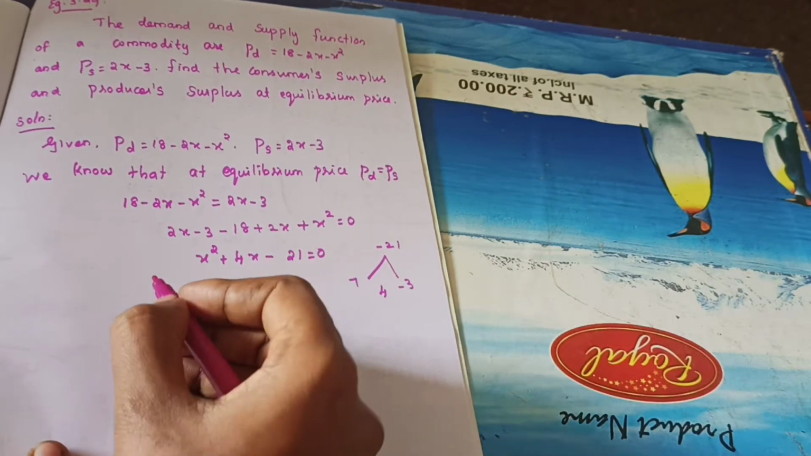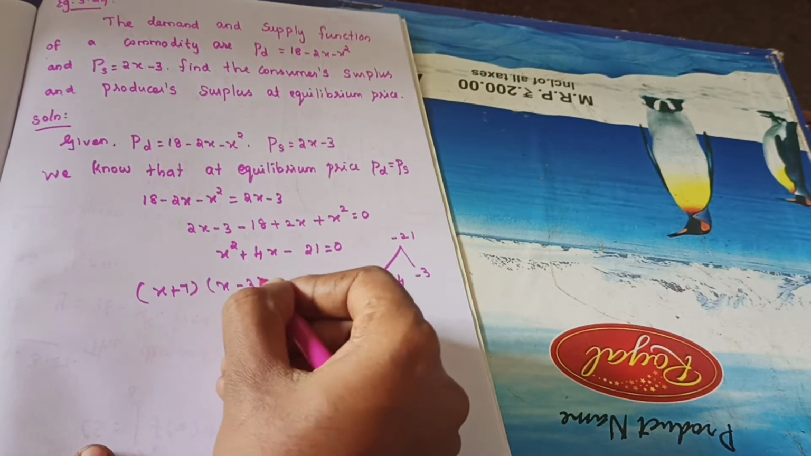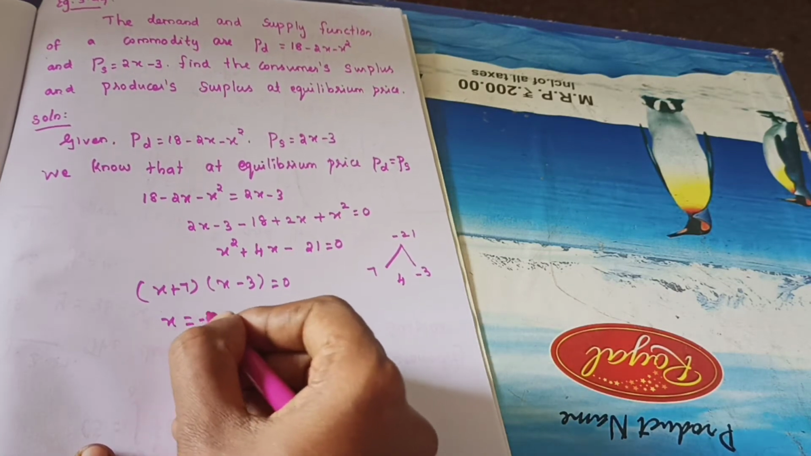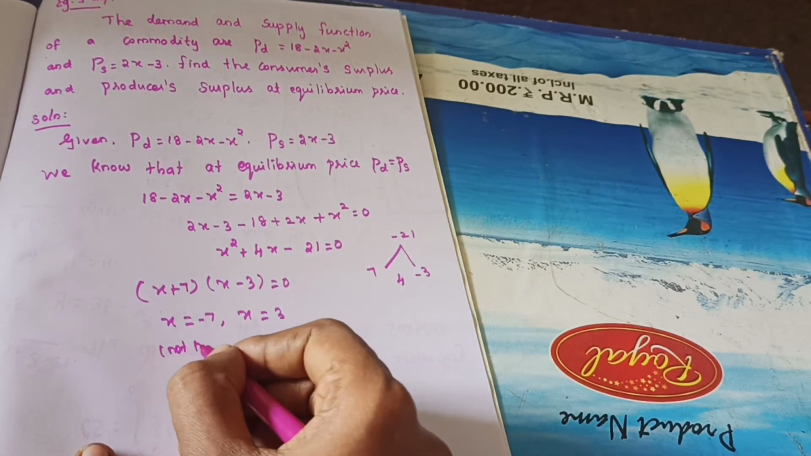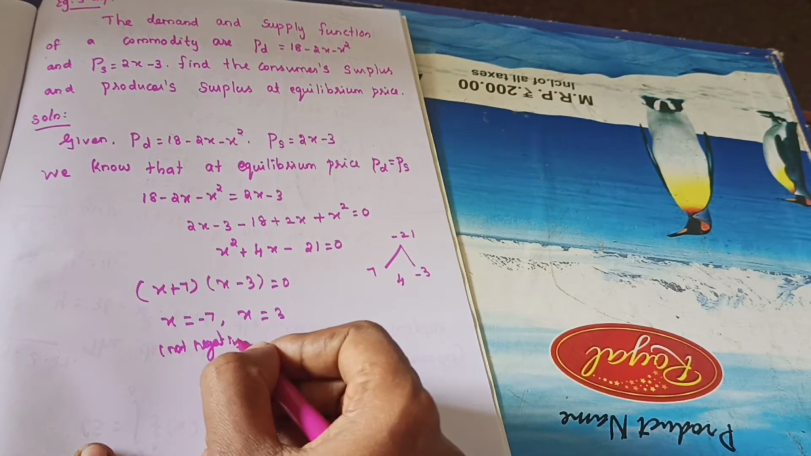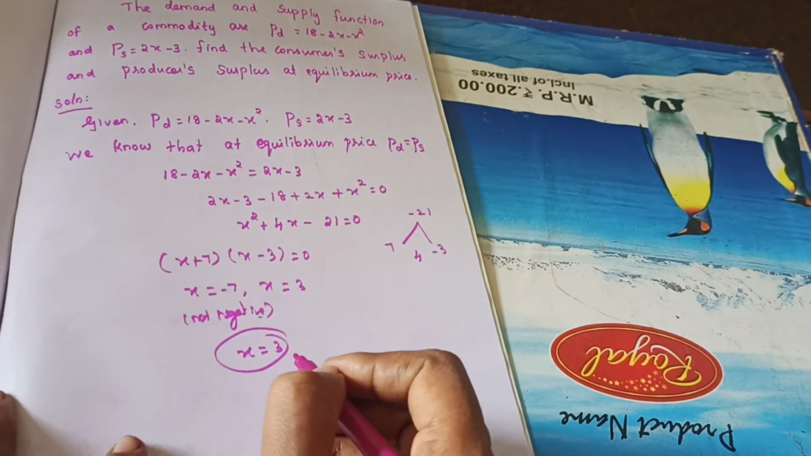So here it will be minus. So what are the factors? x plus 7 and x minus 3 equal to 0. So x equal to minus 7, x equal to 3. It won't be negative, is it right? Not negative. Okay, so what's the only possible value? x equal to 3.